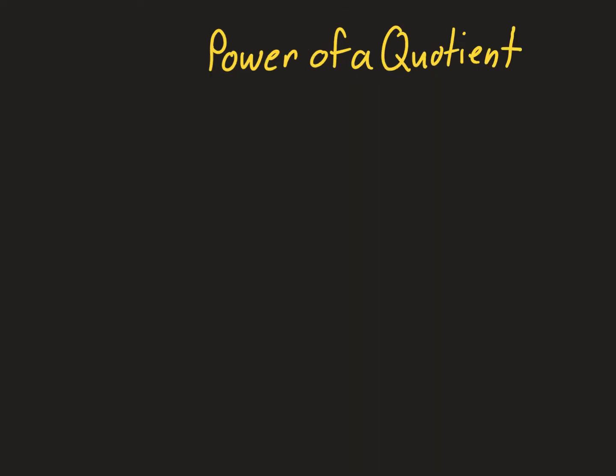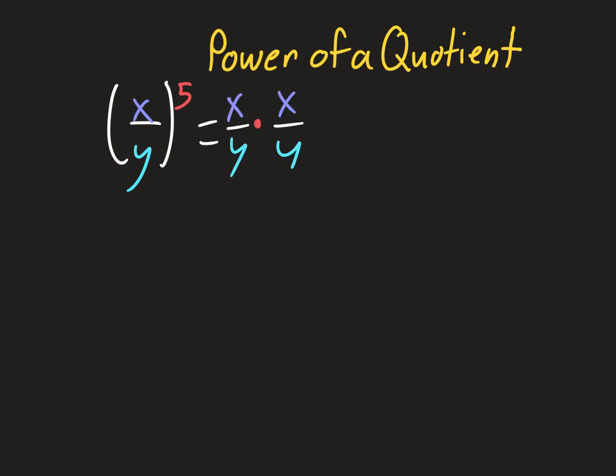Next, let's consider the power of a quotient. So what happens when you take a quantity, let's say x divided by y, and raise it to the 5th power? Well, that means that we're going to have 5 x over y's multiplied together.